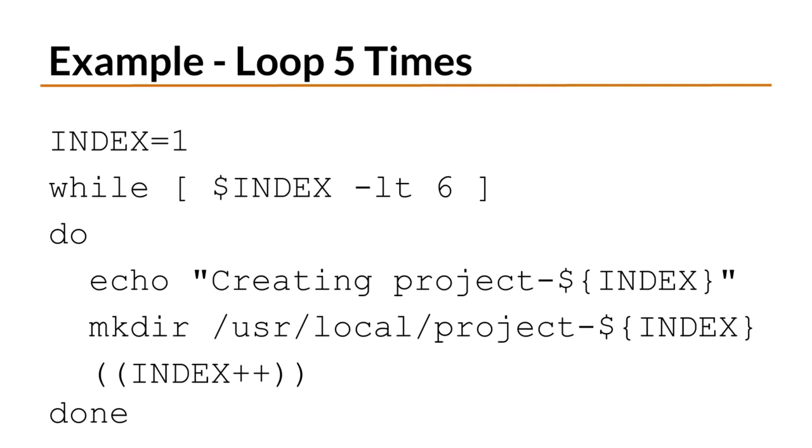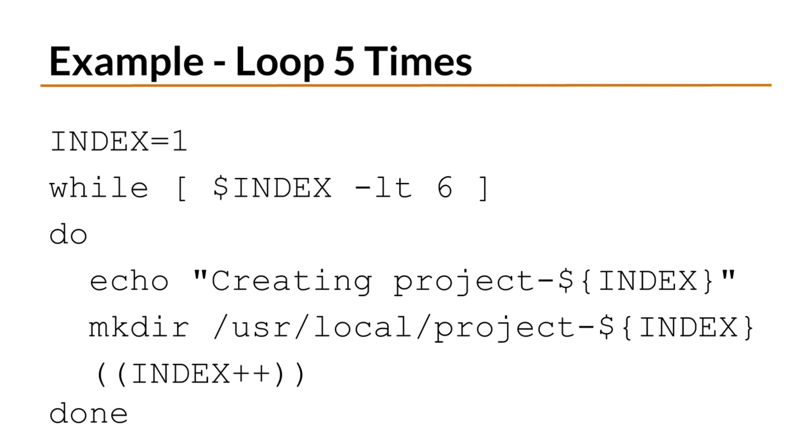First, index is set to 1. The commands in the while loop get executed because index is less than 6. The echo command is executed and displays creating project-1. Then the mkdir command is executed. Finally, the index variable is incremented by 1.